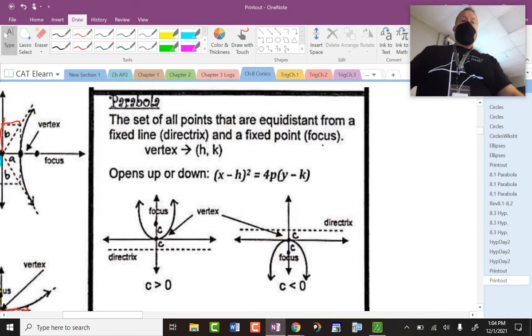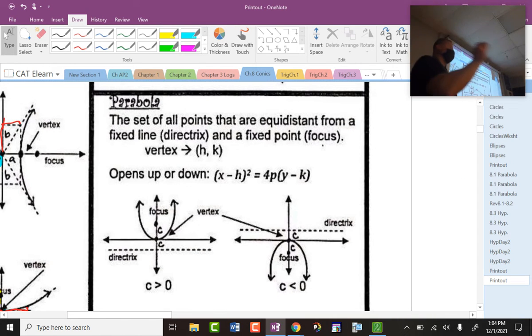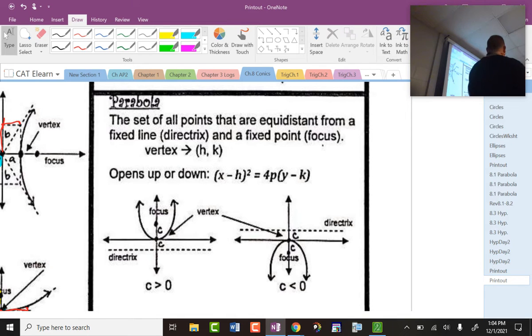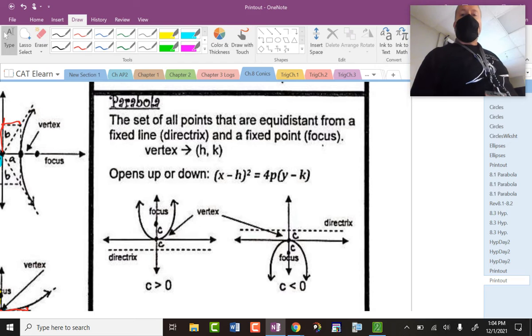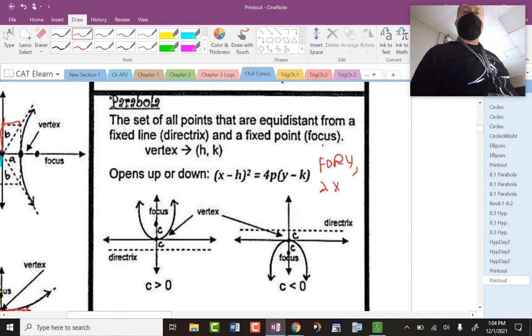Do not confuse parabolas with hyperbolas. This happens all the time. This is not good axis, bad axis. This is what I get people doing. Oh, the good axis is squared, x squared, so it goes right, left, because that's wrong. What we did for this was for every y, there's two x's.